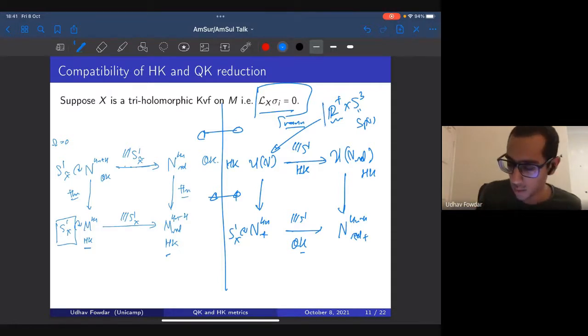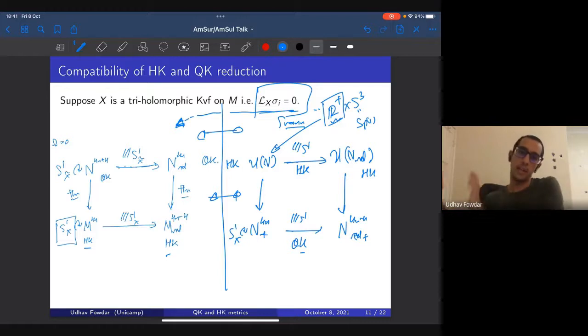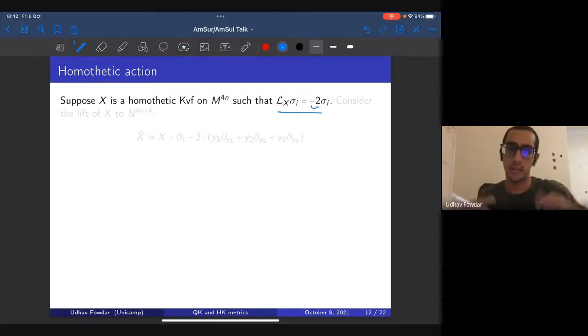Okay, so you might wonder, what is the translation of this homothetic action in our construction? Because if there's a formal analogy, everything here should correspond to something here. So here's what it is. Suppose you started with a hyperKähler manifold with a homothetic Killing action. By homothetic Killing action, I mean a vector field which rescales your hyperKähler triple. There's this constant here, -2, which I've just chosen for convenience, but you can absorb this constant into the definition of X. So this is just a vector field that rescales your hyperKähler triple by a constant, and hence your symmetric as well.